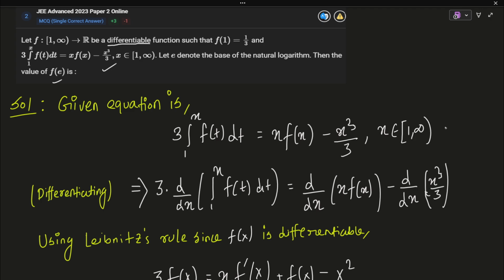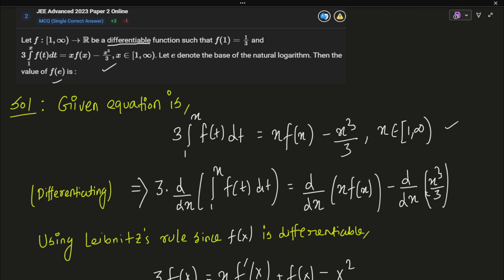So this is our given equation, right? Now understand that since f is differentiable, the first thought that should come to your mind is, can I differentiate this function? Because there is an integral and we do not really want to work with an integral. And also you see there is a variable on power. There is a variable in the limits of the integral, right?